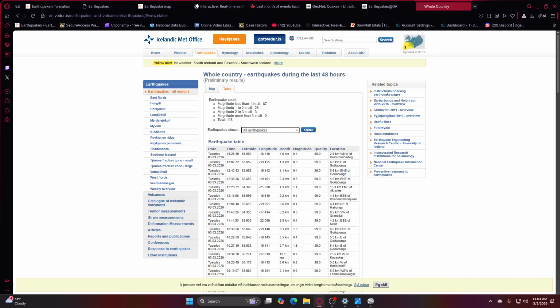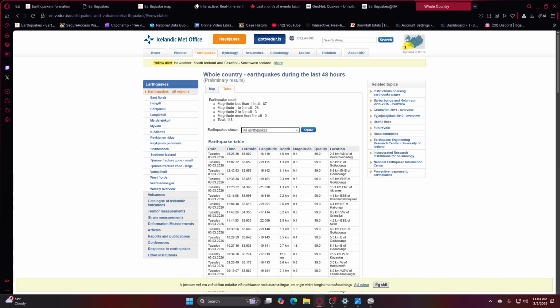Keflavik International Airport remains fully operational. Volcanic activity in this region typically involves localized lava flows rather than the massive ash clouds seen in 2010. Seismicity is currently the leading indicator for the next volcanic activity.